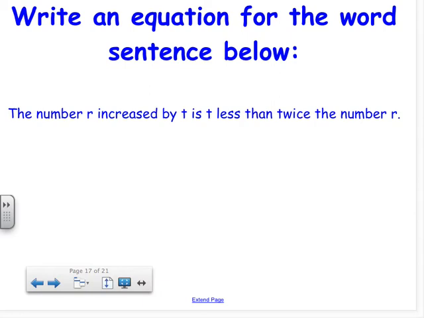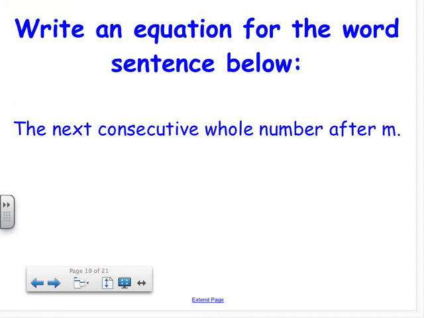Okay, new problem. The number r increased by t is t less than twice the number r. Try this one on your own. Pause the video and press play when you're ready. This one's tough. Okay, so r plus t equals 2r minus t. Again, we have that tricky t less than, right? So that would be minus t. That one's tricky.